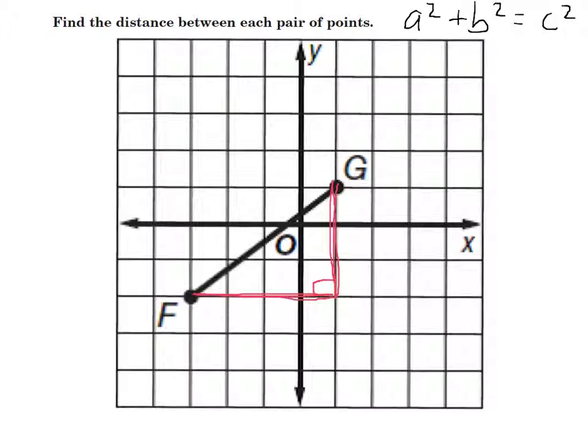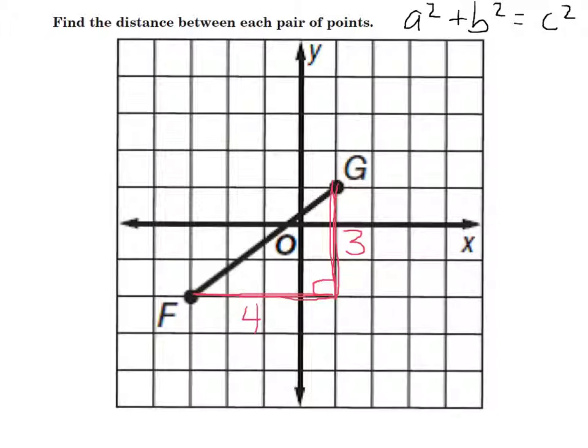The horizontal distance, which is this one right here, and again, count the spaces, not the grid lines. 1, 2, 3, 4 spaces. So that horizontal distance is 4. And then the vertical distance is 1, 2, 3. So a vertical distance of 3. Now, those are the 2 sides, or the legs, of our right triangle.